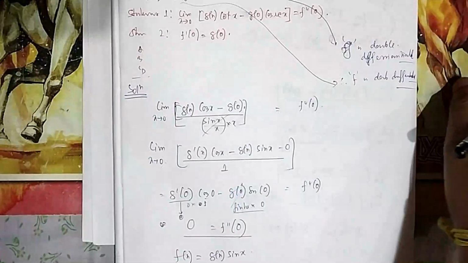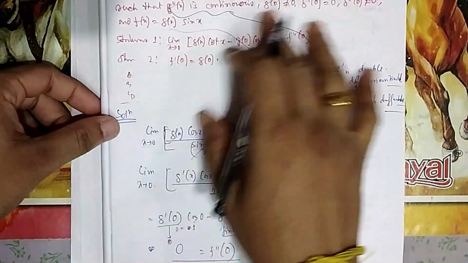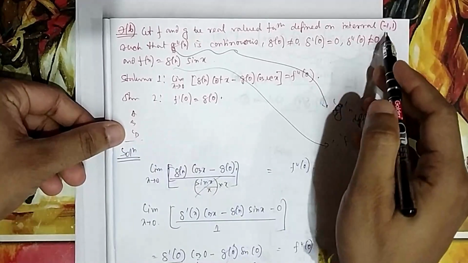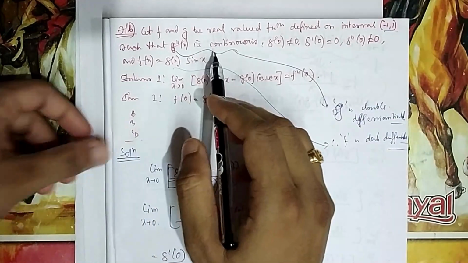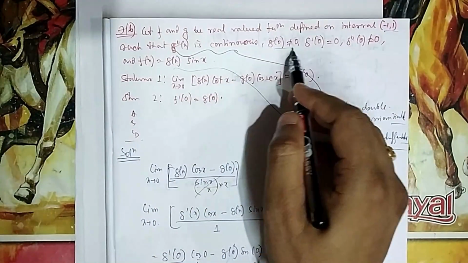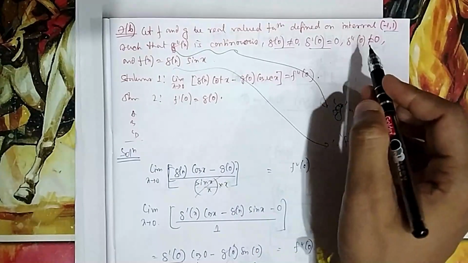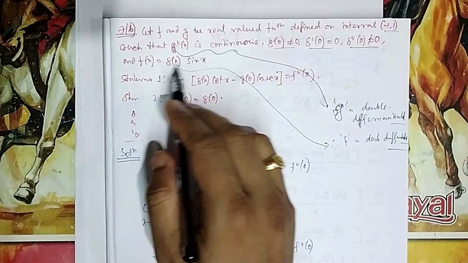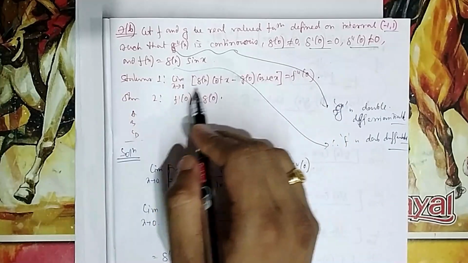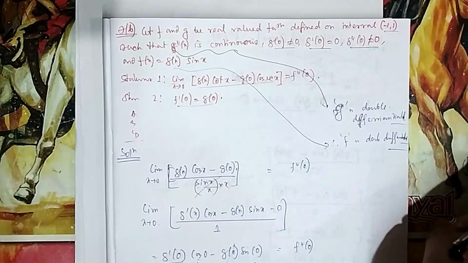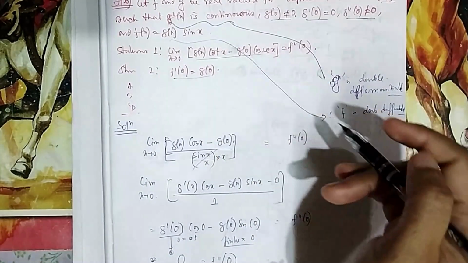Next, if you come to question number 7b: f and g are real valued functions defined on the interval such that g double dash is continuous, g0 is not equal to 0, g dash 0 is 0, and fx equals gx sin x. Then two different statements are given, this and this. So let us do them one by one.